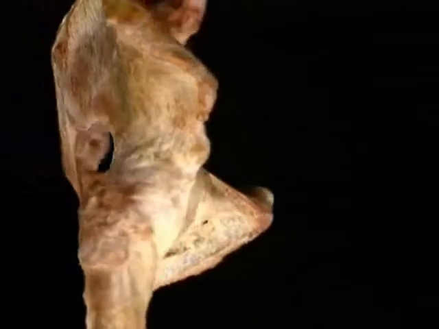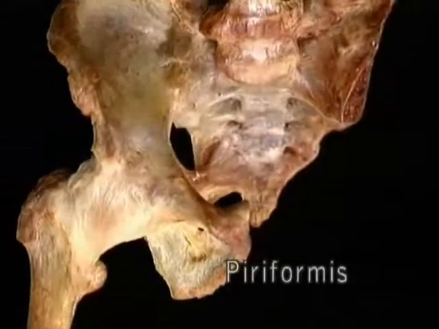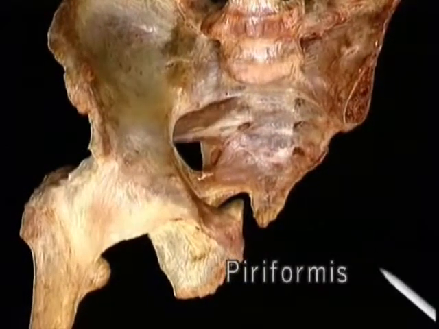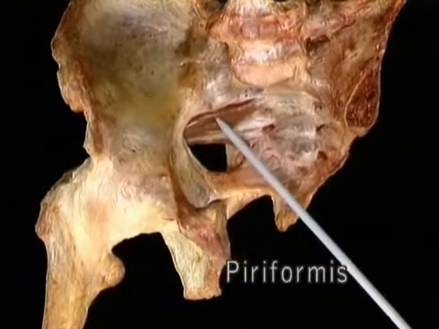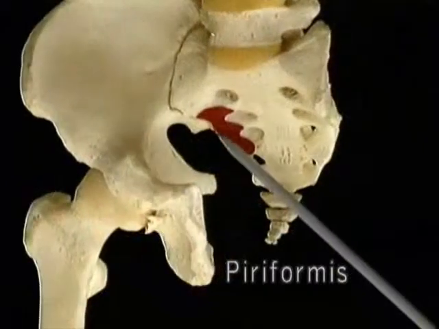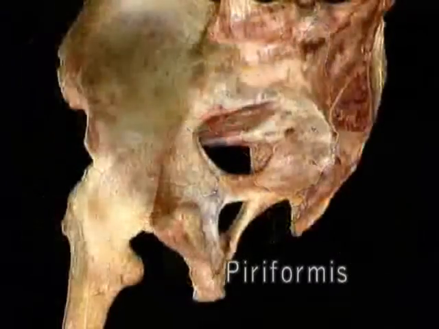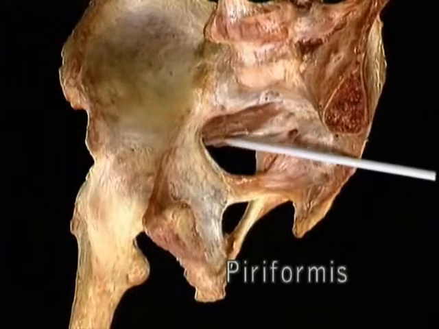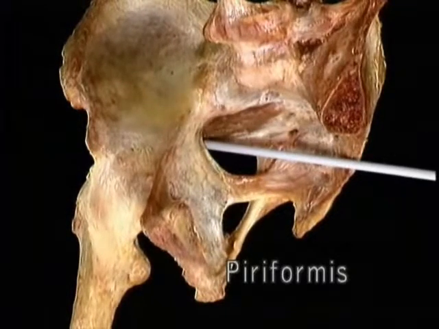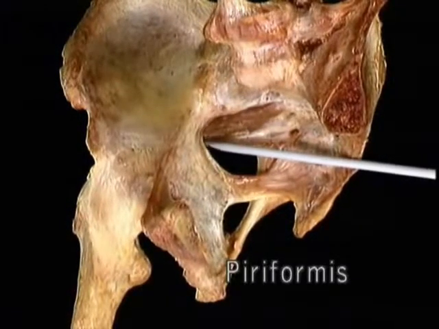The one that arises from the sacrum is piriformis. Here it is. Piriformis arises from here on the sacrum. It leaves the pelvis by passing through the greater sciatic foramen, along with the sciatic nerve.